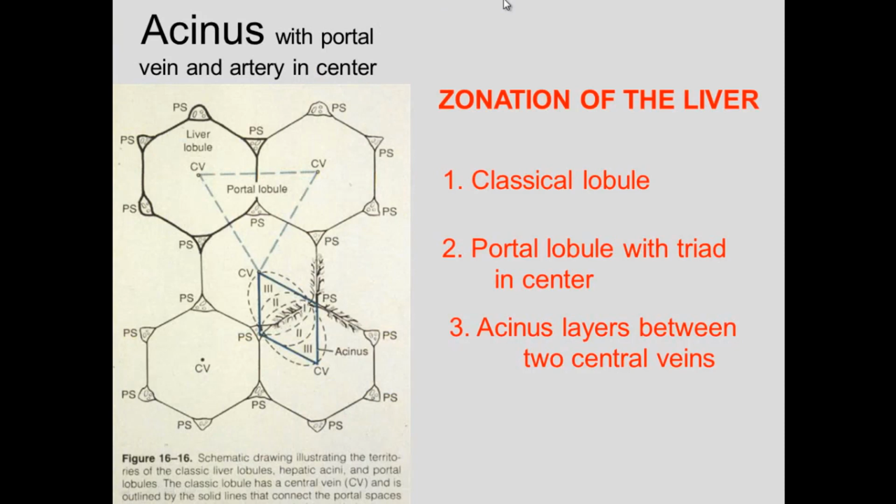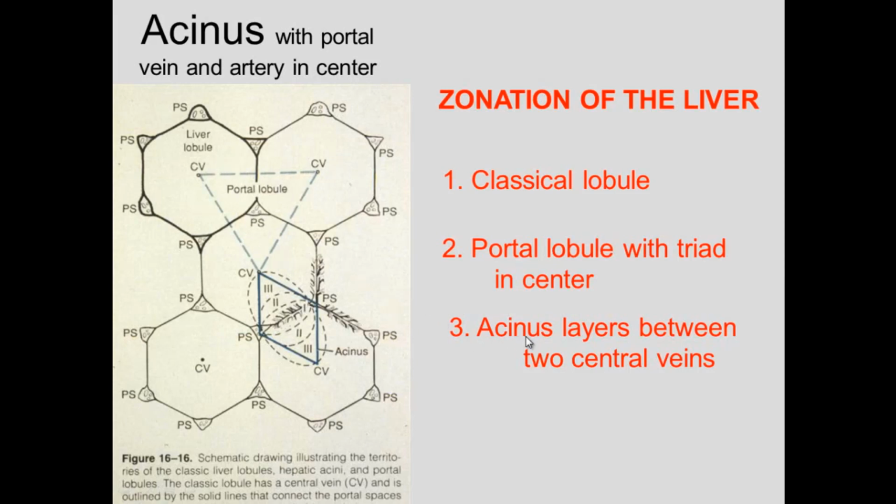Now, the liver has different zonations. The classical lobule is the one I mentioned before. There's also a portal lobule with a triad in the center, because the triad is a source of blood that goes to the central veins, and one triad could go to multiple lobes.